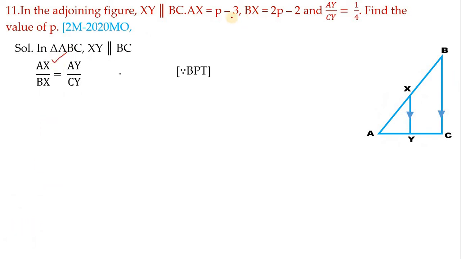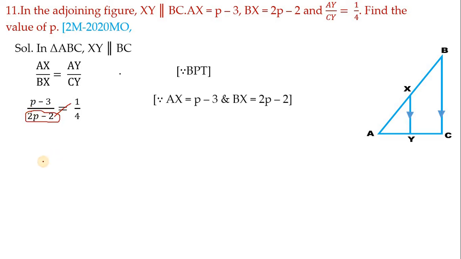Now let me substitute the values. AX value is given, that is p minus 3, and BX value is given, that is 2p minus 2, and the AY by CY ratio is given, so I have directly substituted 1 by 4 in that place. Now let us do the cross multiplication. For that, let me do 1 into 2p minus 2. Anything multiplied by 1 gives the same thing, and this is the reason why we substituted the values. So 2p minus 2, and next multiply this: 4 into p minus 3.